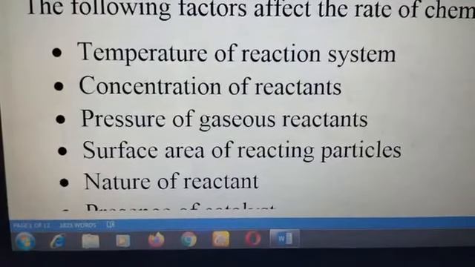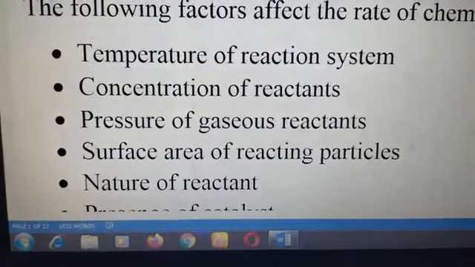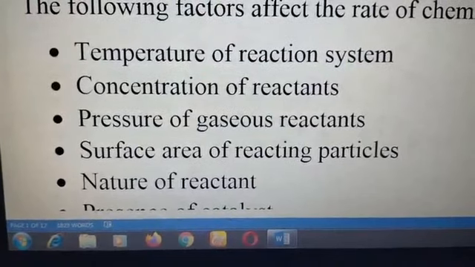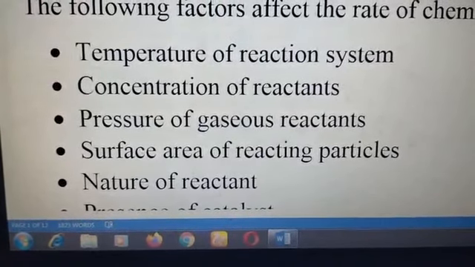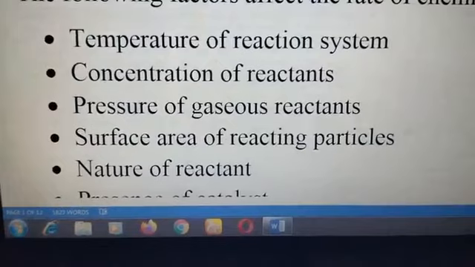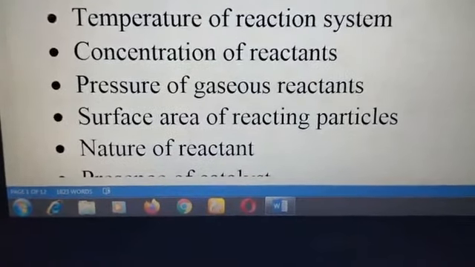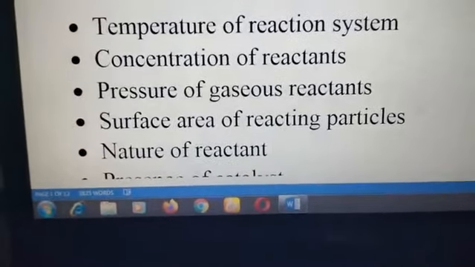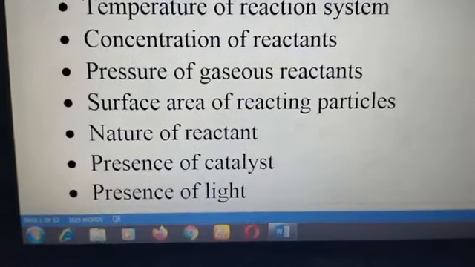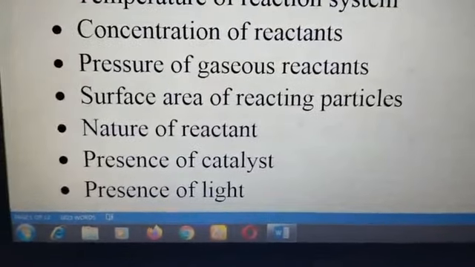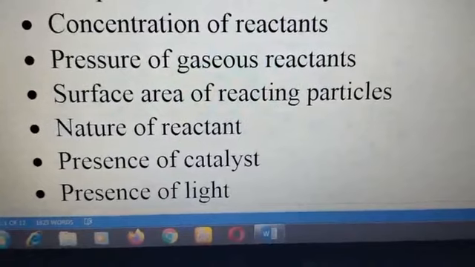The reactant molecules will be overcrowded in the same space, and that will lead to more collisions. And effective collisions will lead to a greater rate of reaction. Then pressure of gaseous reactant. Pressure affects only gases. Only gases. Pressure has no effect on solids or liquids.